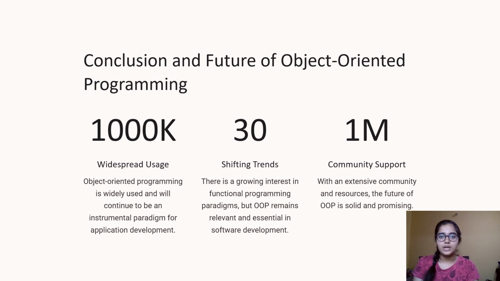Coming to the conclusion and future of object-oriented programming: first, widespread usage. Object-oriented programming is widely used and will continue to be an instrumental paradigm for application development. Second is shifting trends. There is a growing interest in functional programming paradigms, but OOP remains relevant and essential in software development. Third is community support. It has extensive community and resources. The future of OOP is solid and promising.